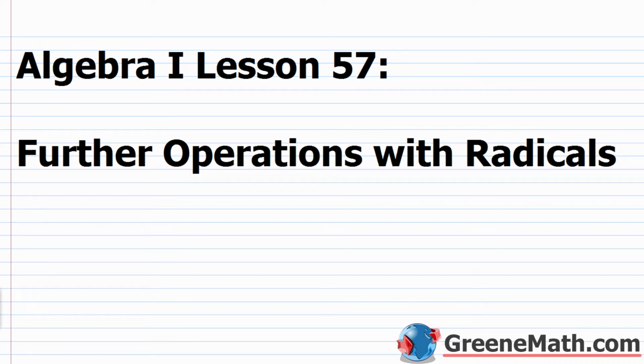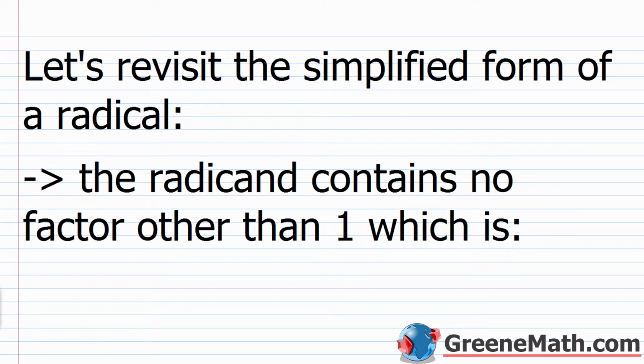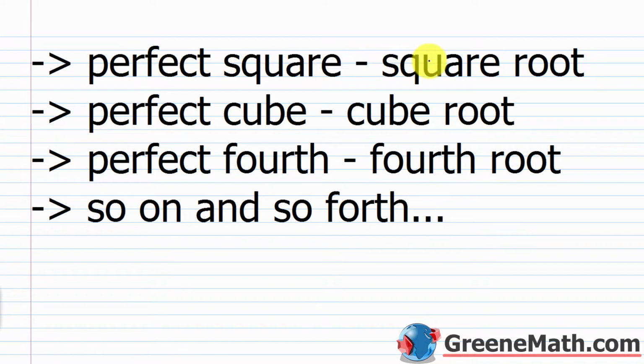In this video, we're going to learn about further operations with radicals. Before I begin this lesson, I want to revisit the simplified form of a radical that we learned in the last section. The first rule that we encountered was that the radicand, remember that's your number or your variable or your expression that's under the radical symbol, contains no factor other than 1 that is a perfect square in the case of a square root, a perfect cube in the case of a cube root, a perfect fourth in the case of a fourth root, and so on and so forth.